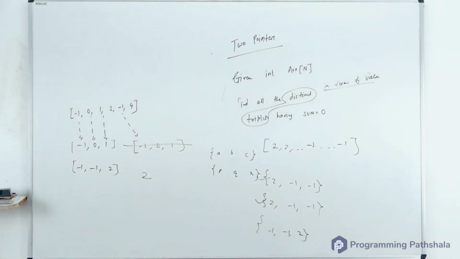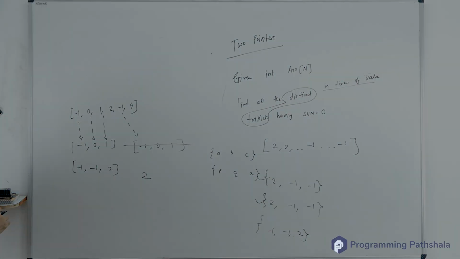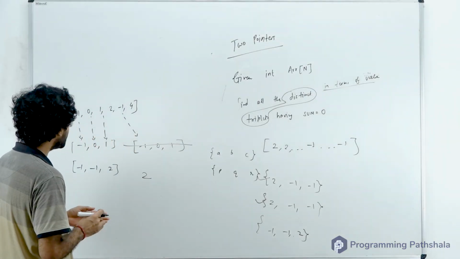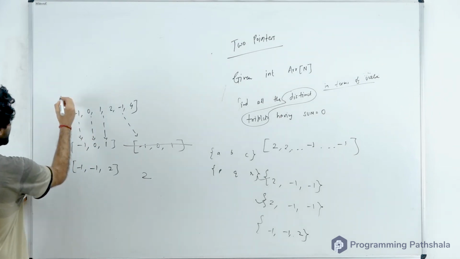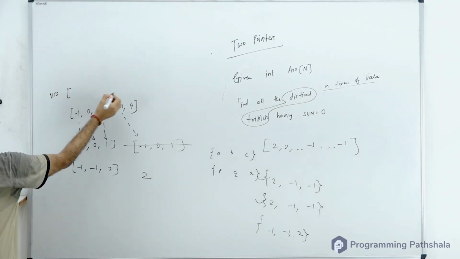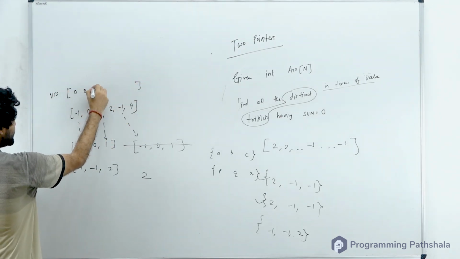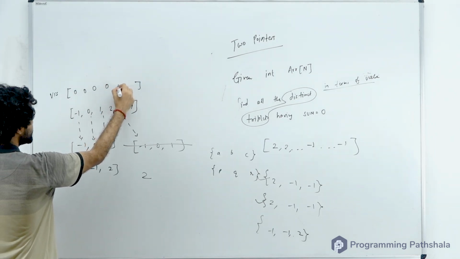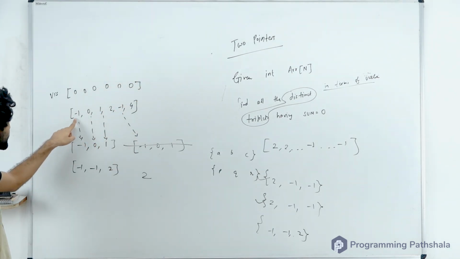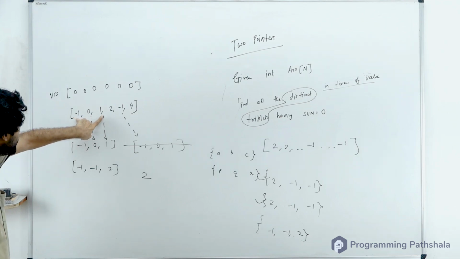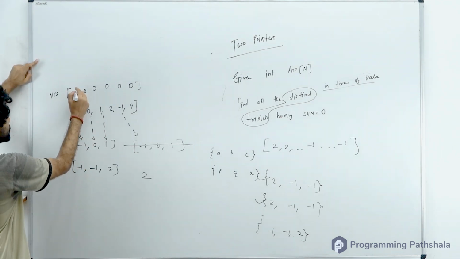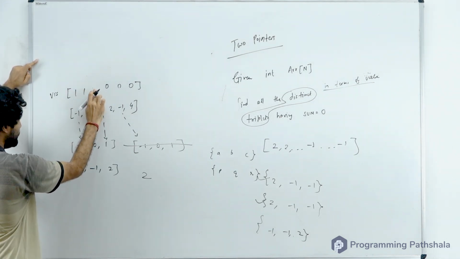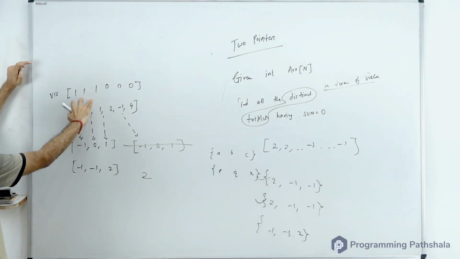So any other idea? Create a separate array and put one for used elements. Okay. So that way what Ashish is trying to say is he'll have a visited array kind of thing where everything will initially be 0, 0, 0 and 0, 0, 0. And let's say he has considered -1, 0 and 1 to be one triplet, then he'll convert this to 1, 1 and 1 to denote that hey, these three have been taken.